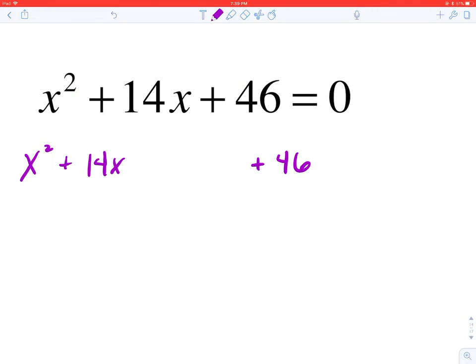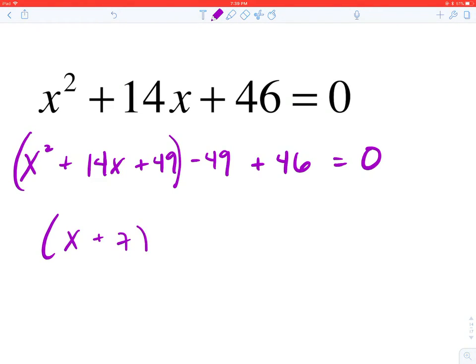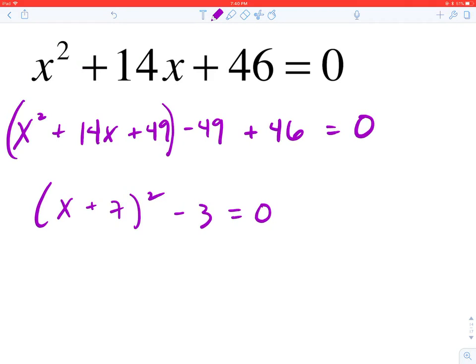So on the left-hand side, I'm going to complete the square. Same process, I just have this equals 0 hanging out there. So I go, okay, well 14 divided by 2 squared will be 49, so I'm going to add 49 and subtract 49. Now I can put parentheses around those 3 terms by the associative property of addition. This will factor to x plus 7 squared. And then negative 49 plus 46 will be minus 3 equals 0.